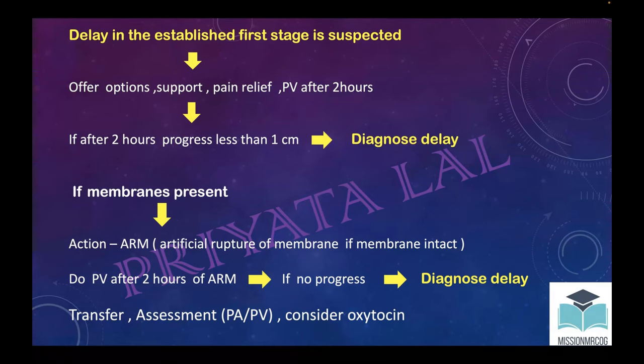No. If the suspicion is there and the patient has membranes, you do ARM and do PV after 2 hours. If there is no progress, then you diagnose delay. This is for the situation when the membranes are there. In another situation, when the membranes are not there or it is quiescent, you offer them support, pain relief, and do PV after 2 hours. And if it is less than 1 centimeter, then you again diagnose delay. So it is the same. Is it clear? So ma'am, when we're doing ARM, we do it after 4 hours.